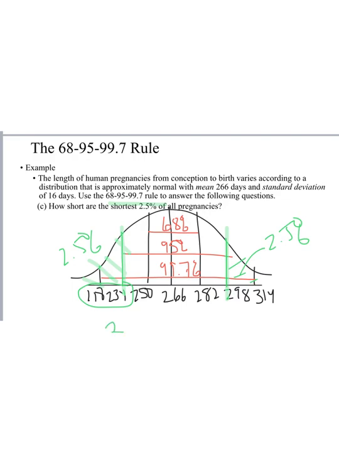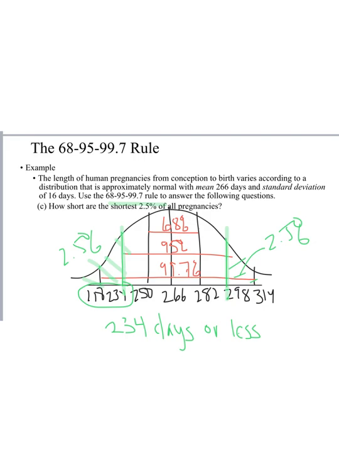So we're going to say 234 days or less. Remember, you're probably going to have to write this in context. So you would say the shortest 2.5% of pregnancies are 234 days or less.